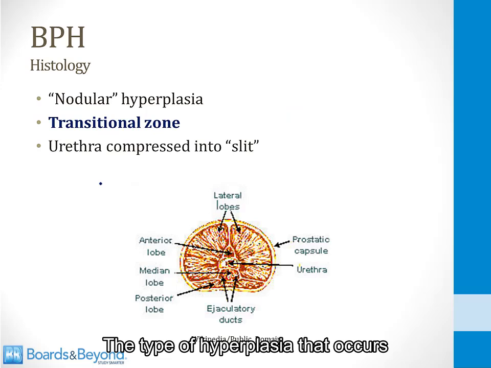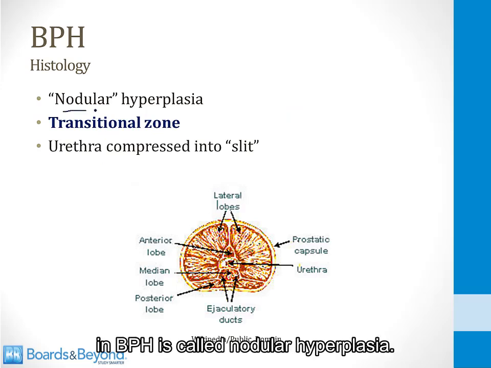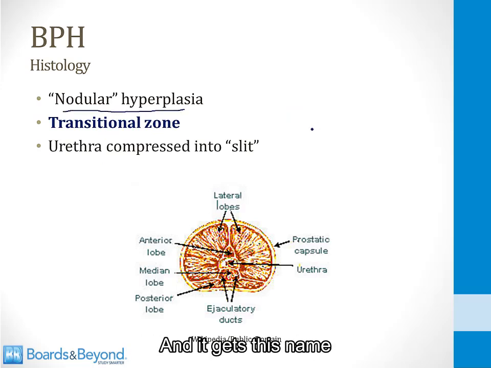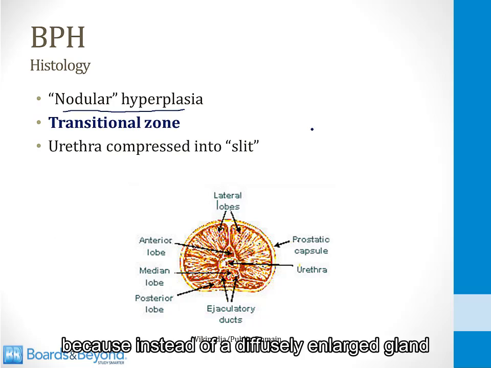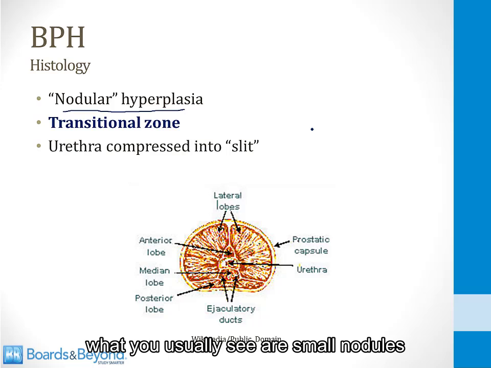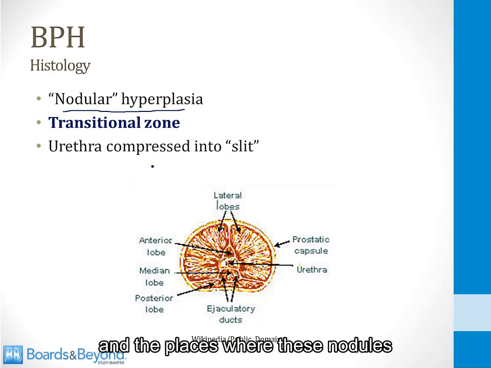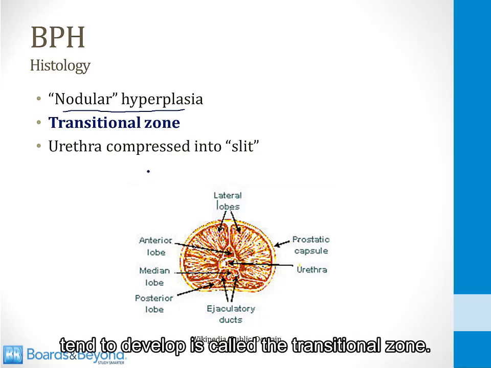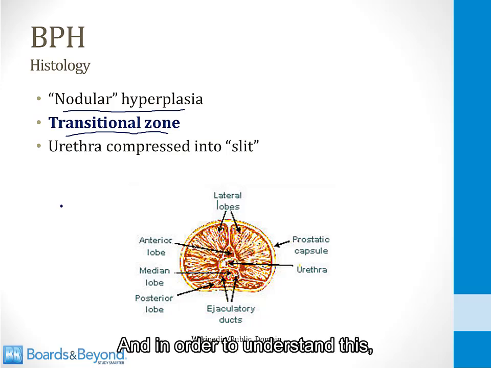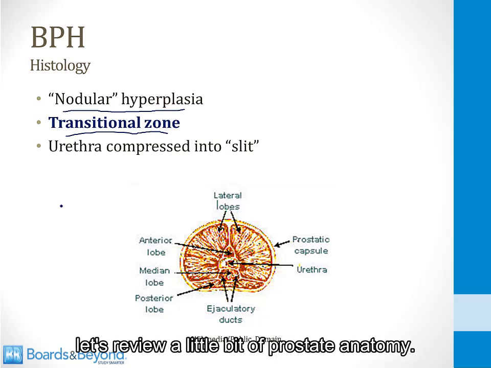The type of hyperplasia that occurs in BPH is called nodular hyperplasia, and it gets its name because instead of a diffusely enlarged gland, what you usually see are small nodules of hyperplasia in different parts of the prostate gland. And the places where these nodules tend to develop is called the transitional zone. And in order to understand this, let's review a little bit of prostate anatomy.